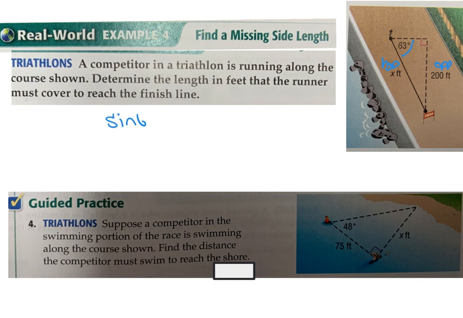Sine of 63 equals the opposite, 200, over the hypotenuse. Anytime what you are solving for is in the denominator position, it means that your variable is going to equal the numerator divided by the trig function. That's how it's always going to work out if your x is in the denominator. And so when you do that, you're going to get the answer of about 224.5 feet.